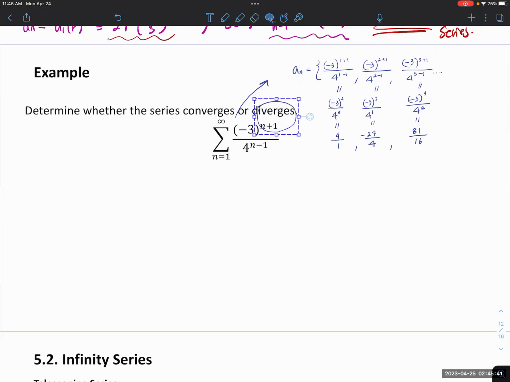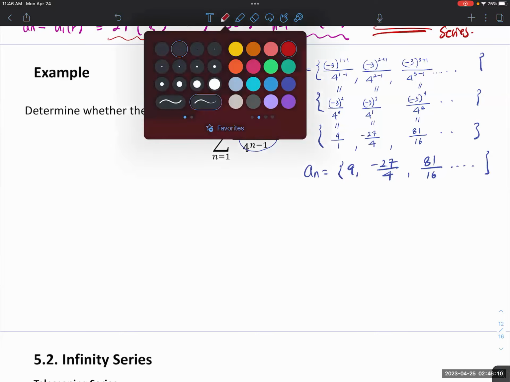They keep going according to this pattern. So I'm going to just bring this circle here. So what happened is, let me just write down An. They keep going. So An is 9, -27 over 4, positive 81 over 16. So this is the pattern, and we know that this is a geometric series. So they keep multiplying by some number. What is the pattern of the r?